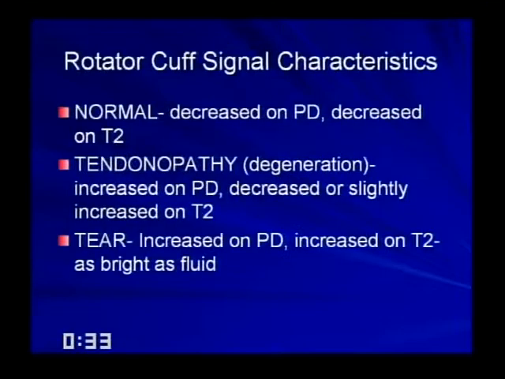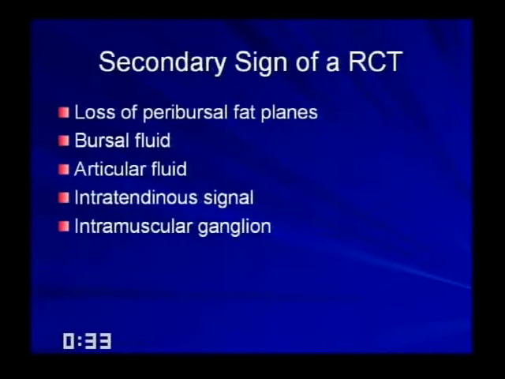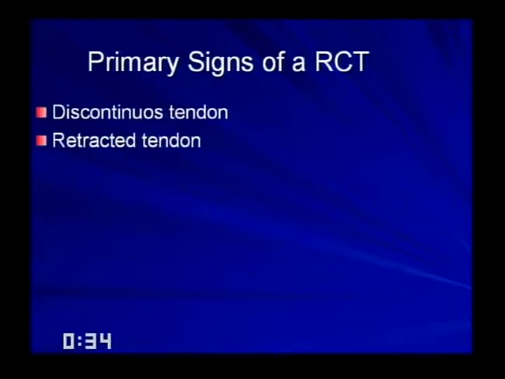Normally, you have decreased signal on PD and on T2. With tendinopathy, you have increase on PD, increase on T2, but not as bright as fluid. Secondary signs of a rotator cuff tear: loss of peribursal fat pads, bursal fluid, articular fluid, intertendinous signal, intramuscular ganglion. But the primary signs of tears are discontinuous tendon and retracted tendon.